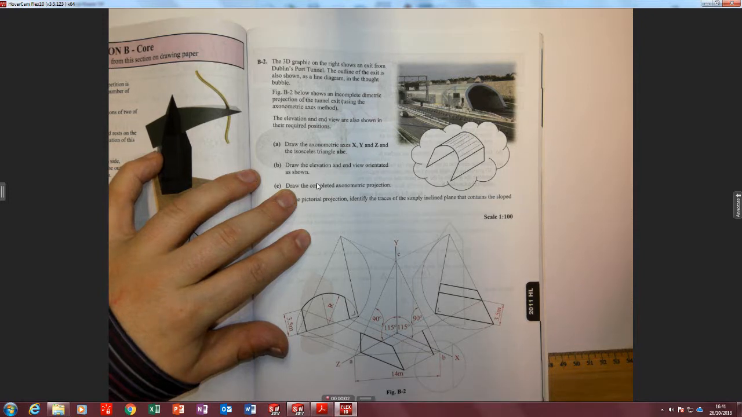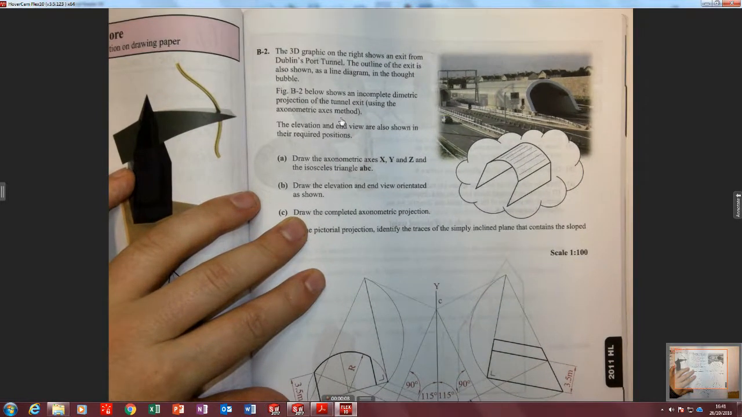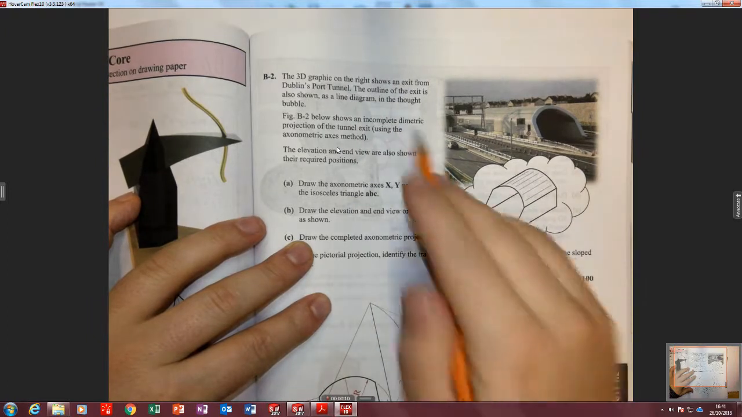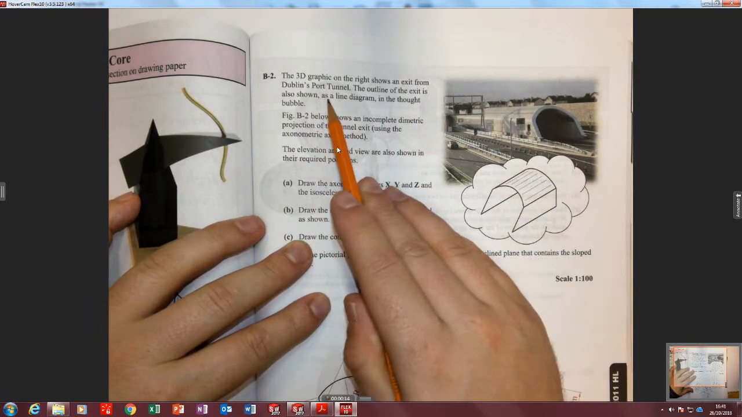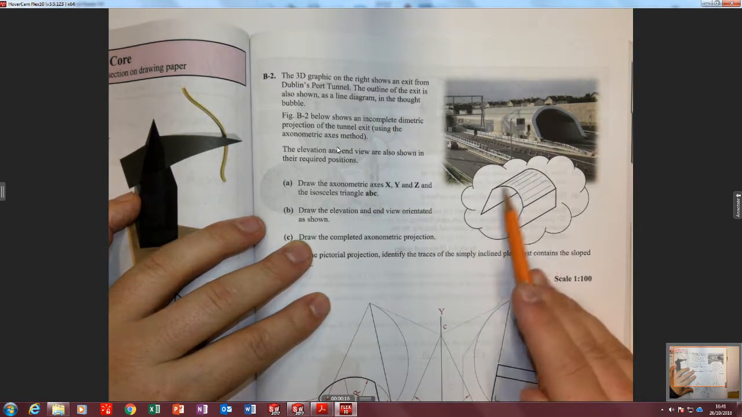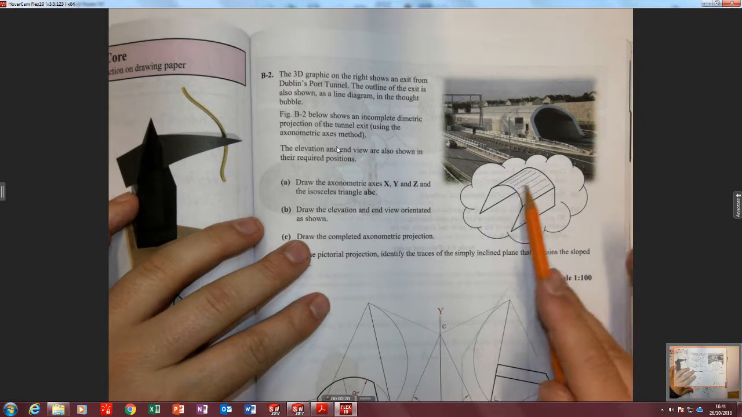Okay, welcome to this video on the 2011 Section B Higher Level Question B2. The 3D graphic on the right shows an exit from Dublin's Port Tunnel. The outline of the exit is also shown as a line diagram in the thought bubble. So here's a similar solution. It's not totally the same.